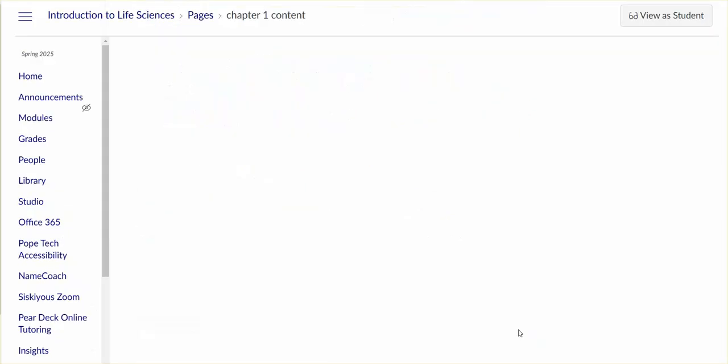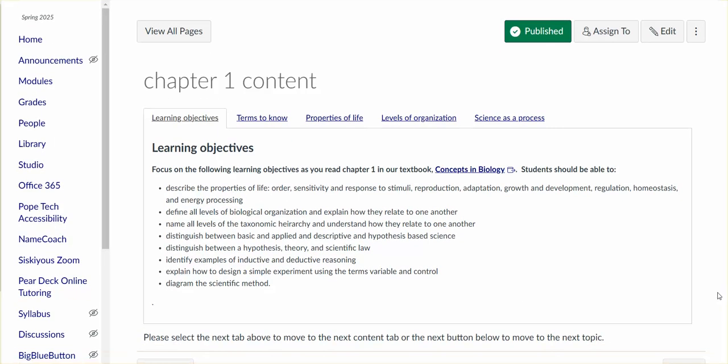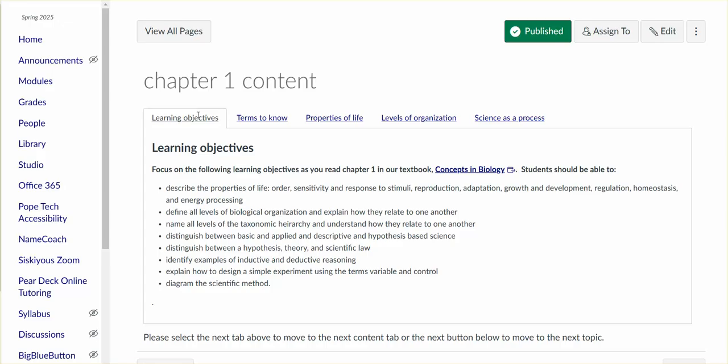Okay, moving on to the Week 1 module. Now this is more typical of what you'll see in a weekly module. So it's starting with a content page, and it has tabs. So the first tab is the learning objectives. So as you read chapter 1 in our textbook, keep these learning objectives in mind.